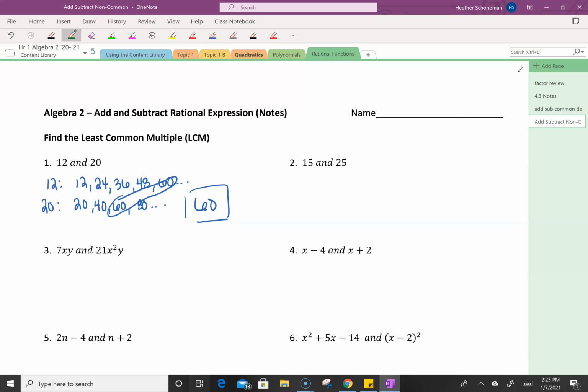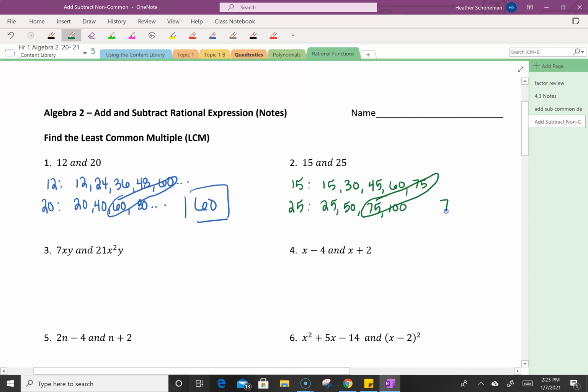All right, let's try this again with 15 and 25. Multiples of 15 would be 15, 30, 45, 60, 75. Multiples of 25 would be 25, 50, 75, 100. So the smallest one they both have in common is 75. That's your least common multiple. So with numbers, you don't necessarily have to write it out like that each time, but that's what you need to be thinking about, the smallest multiple that they both have in common.